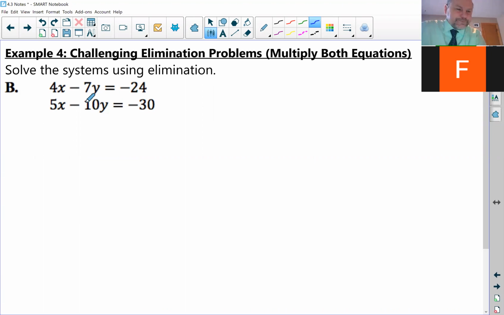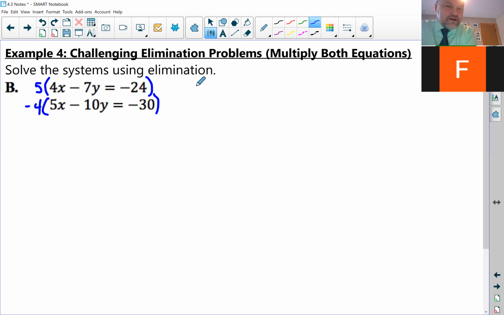So what I would do is, it looks like my smaller coefficients this time are with my x's. So I'm going to multiply the top equation by 5 and the bottom equation by -4. You could also say, well, I want to multiply the top one by -5 and the bottom one by +4. It's okay, as long as one of them, in this case, is positive and the other is negative. So when we multiply, our x's are exactly the opposite.